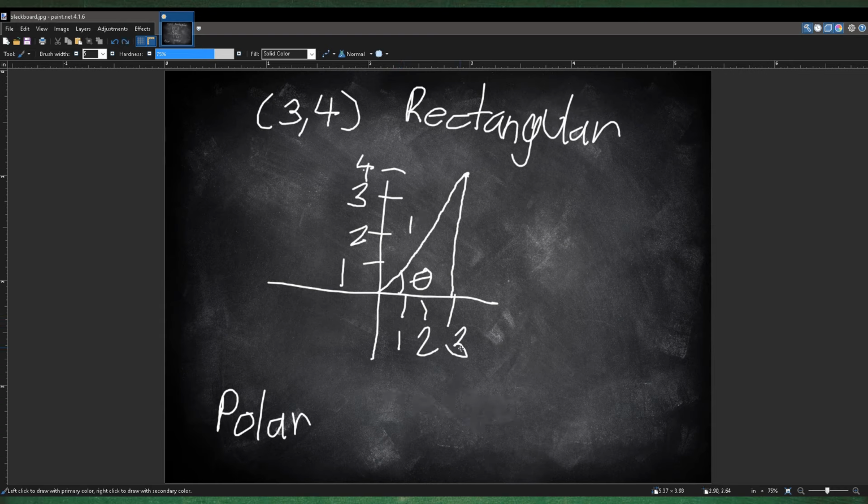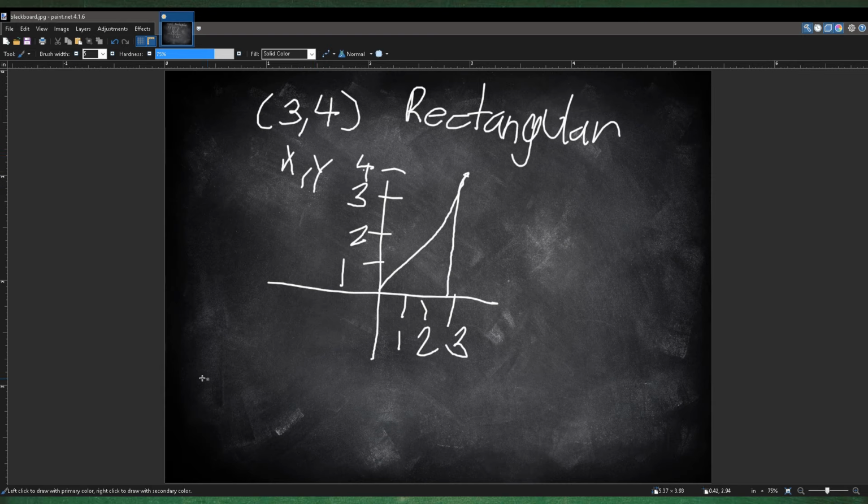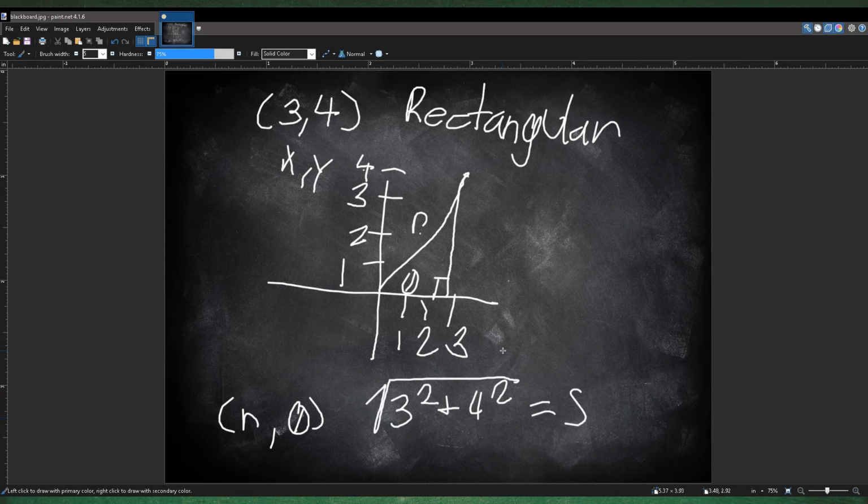So basically, instead of writing it as 3, 4, the x coordinate and the y coordinate, now you're going to write it as the radius and theta. So that's how you're going to write it now. The radius, you can see, just looks like the hypotenuse. So you have the x coordinate, 3, squared plus the y, which is 4, squared, and then you square root it. You get 5. So the radius is 5, and then you just have to find theta.